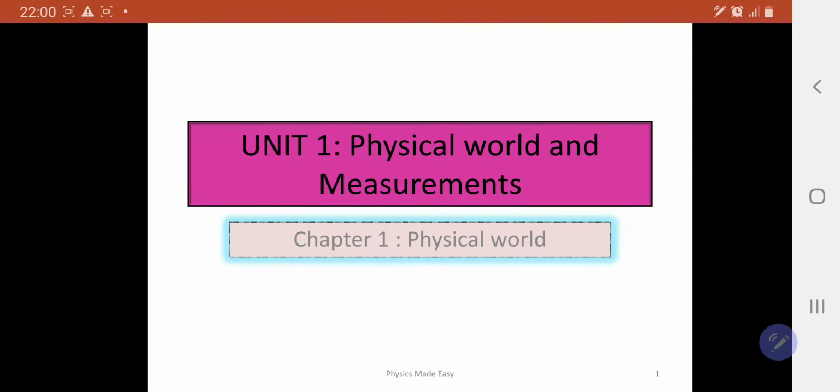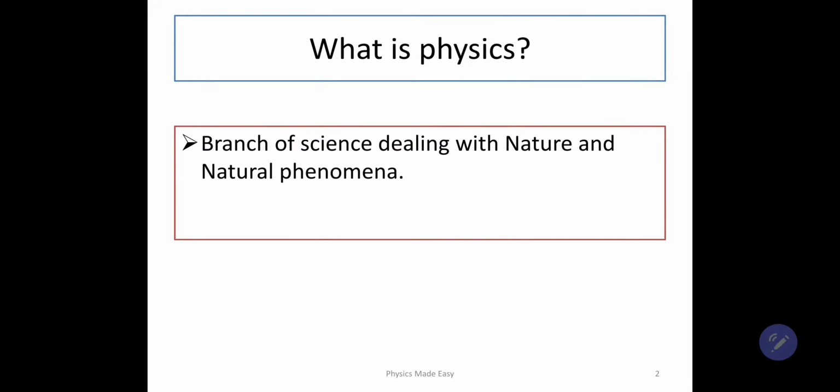Unit 1 Physical World and Measurements. Chapter 1 Physical World. What is physics? It's a branch of science dealing with nature and natural phenomena. The word physics comes from the Greek word meaning nature.